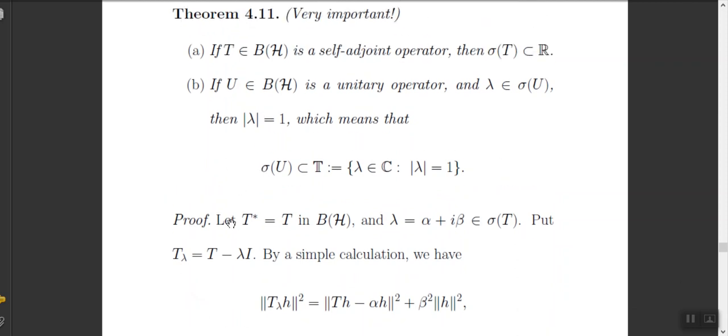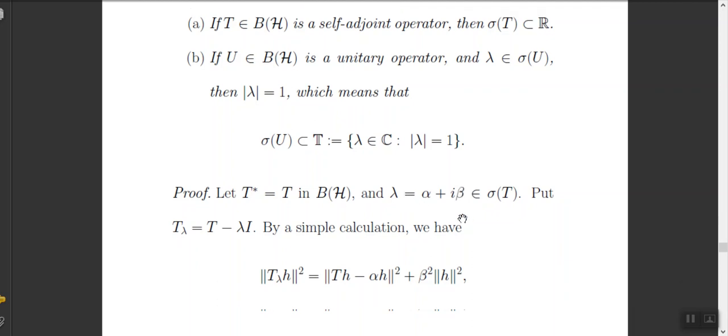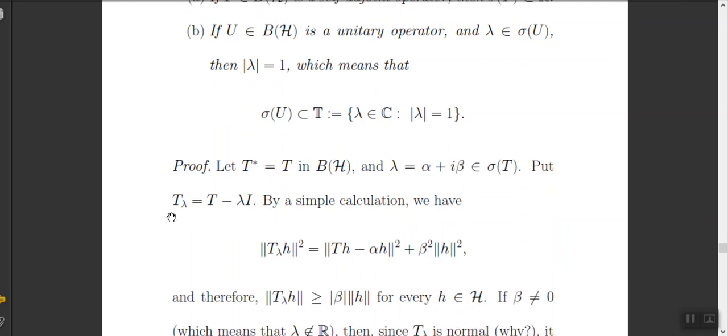Okay, so suppose that T is a self-adjoint operator. It means T star equals T. Suppose that lambda is an element of the spectrum, and this lambda in general is a complex number, so it can be written as alpha plus i beta, where alpha and beta are real numbers. So you define T lambda to be T minus lambda I.